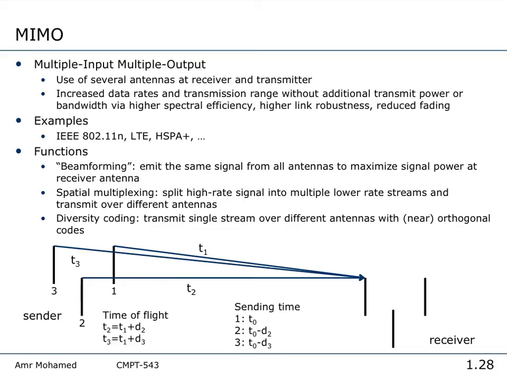So what we do is that the sender would have multiple antennas, right? And imagine that we send the same copy of the signal from the multiple antennas. If I send the wireless signal from antenna number one, the wireless signal will take a duration of around T1 to reach this point.